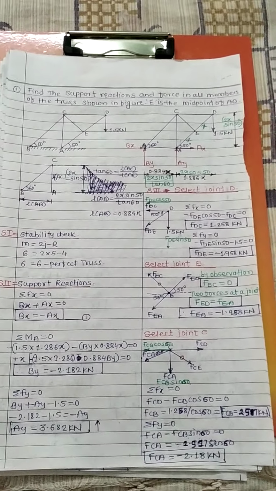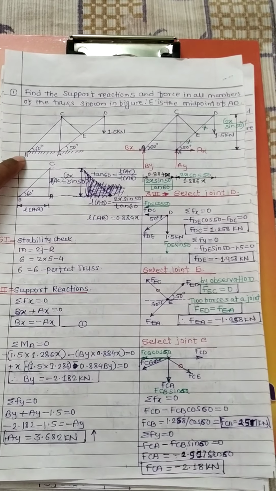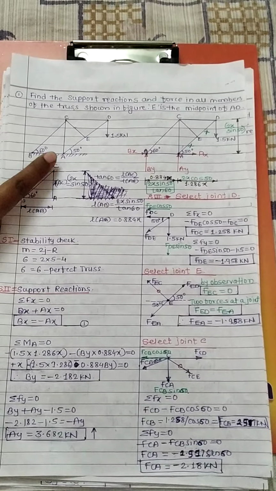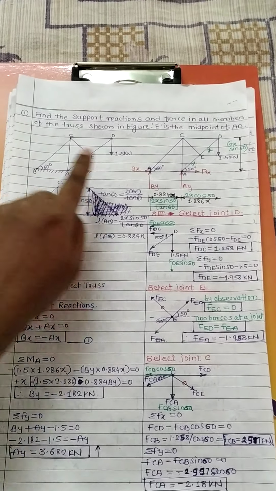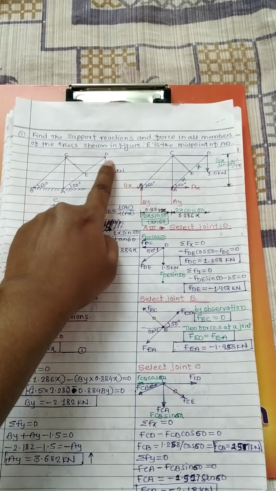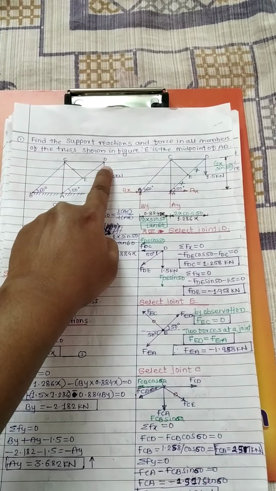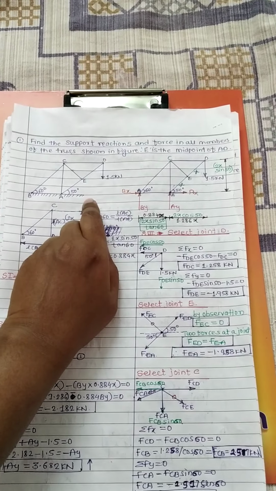The truss is given as, this truss is fixed at the base AB and the members are used to support the load 1.5 kilonewton, and this 1.5 kilonewton is attached at point D. Now this is the free body diagram of this truss.